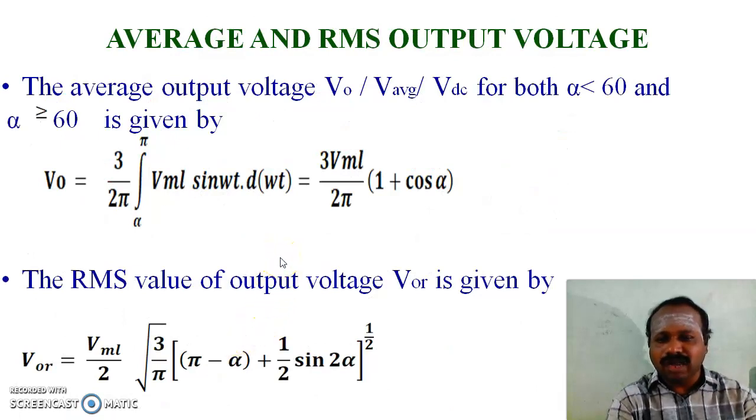This gives the average value and RMS value for the semiconverter.